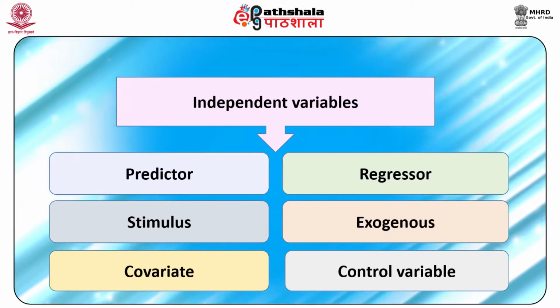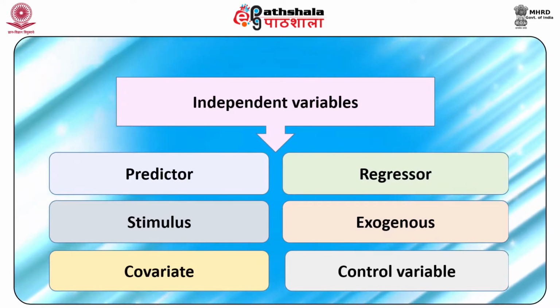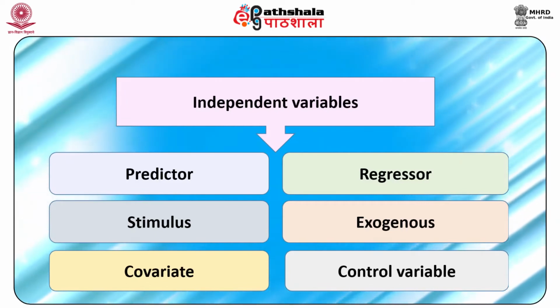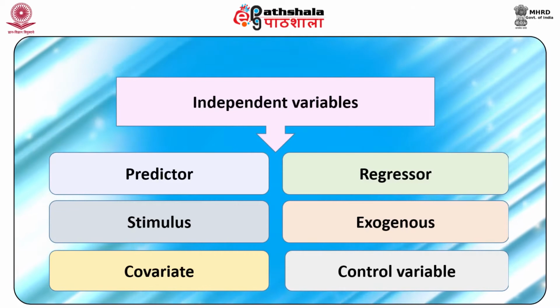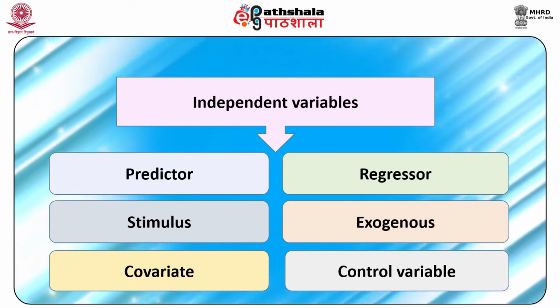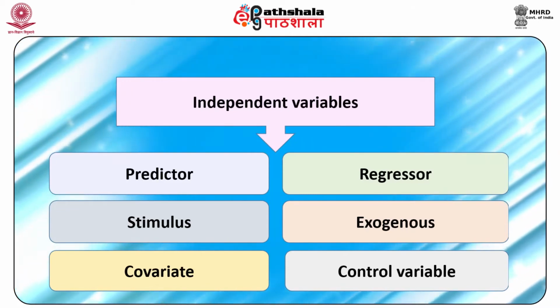Similarly, independent variables are also known by different names or different terminologies. They are also known as predictor, regressor, stimulus, exogenous variable, covariate, control variable, and so on. Though the use of terminology is a personal choice, we will simply use dependent and independent or explanatory variables in this particular lesson.